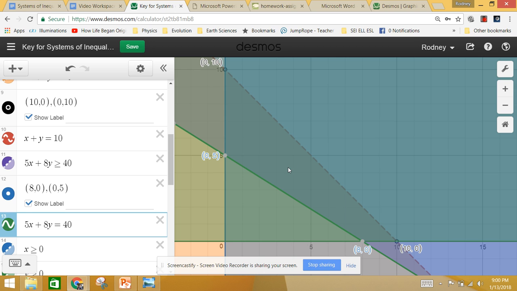And this is 4 inequalities. I've got this zone where x is greater than or equal to 0, y is greater than or equal to 0, x plus y is less than 10, 5x plus 8y is greater than or equal to 40, and I have just this zone here that is the overlap zone. So anything along these solid lines is legit, not this dashed line, but anything in this 4 inequality overlap zone is a solution. This is the solution for my system of inequalities.